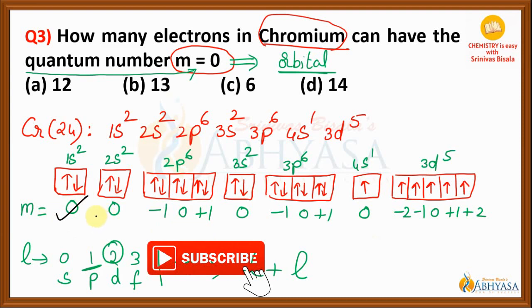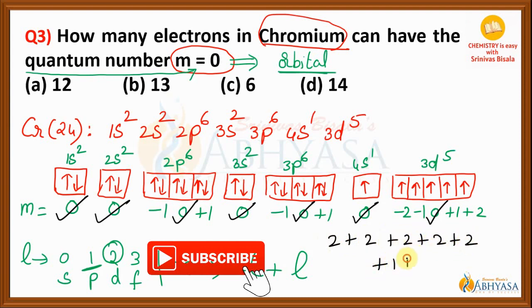So here there are 2 electrons and another 2 here, 2 electrons here, 2 electrons here and 2 electrons, and there is only 1 electron here and 1 electron here. So how many electrons are we having? It is 2 plus 2 plus 2 plus 2 plus 2, then 1 plus 1, isn't it? In these 5 cases we have 2 electrons each, that is 10, and these 2 separate electrons, totally it becomes 12. So the number of electrons in chromium which can have the quantum number m equal to 0 is nothing but 12. So our answer is option A.